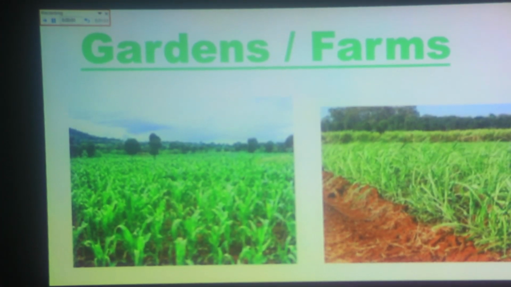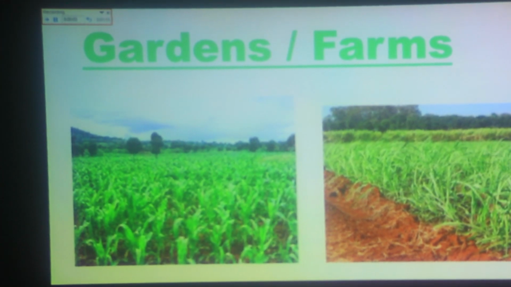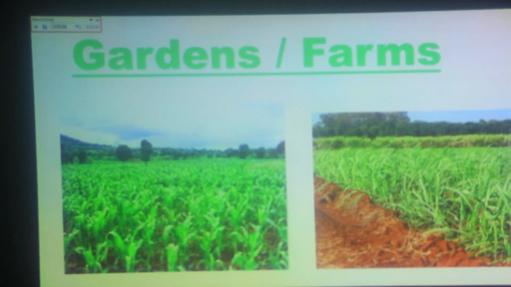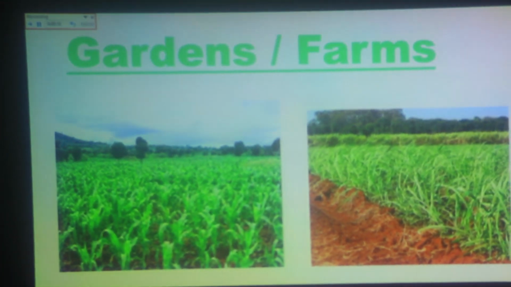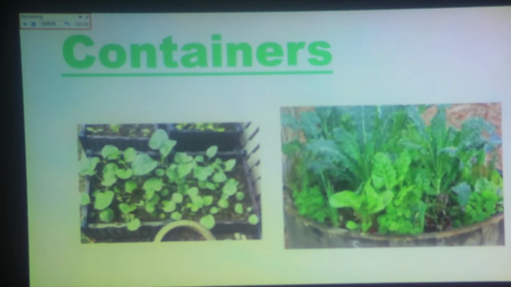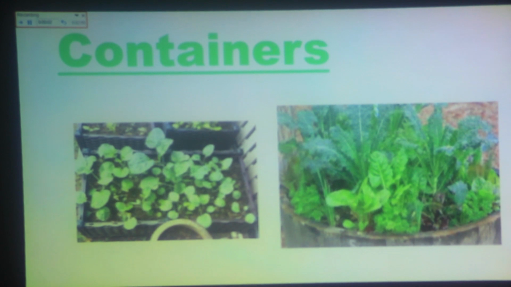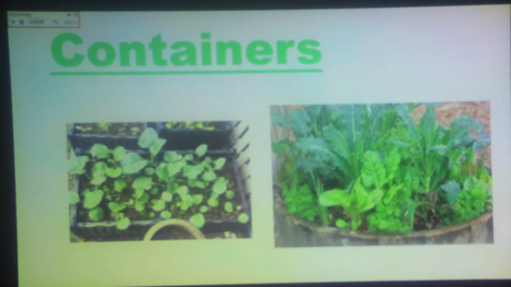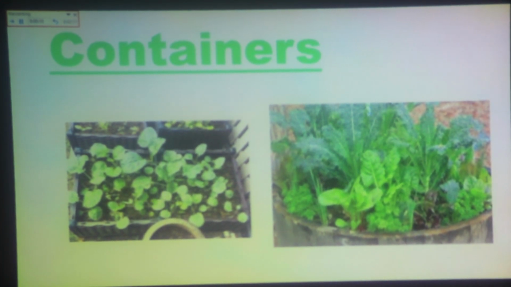Next, you can do food production in a garden or a farm. If you have a farm, you can produce the food in a farm or a garden, as you can see there in the picture. We can also do food production in a container, especially if you don't have a place at home. You can get some containers and do food production in containers. This will also help in recycling the containers that we have at home.